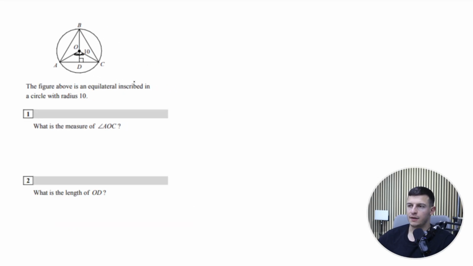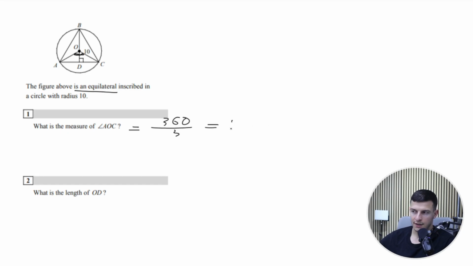All right, the figure above is an equilateral triangle inscribed in a circle. Equilateral is the key word here. Inscribed in a circle with radius 10. What is the measure of AOC? Now AOC, we just learned, is just 360 divided by 3. Why 3? Because it's an equilateral triangle. So it's going to be 120 degrees.